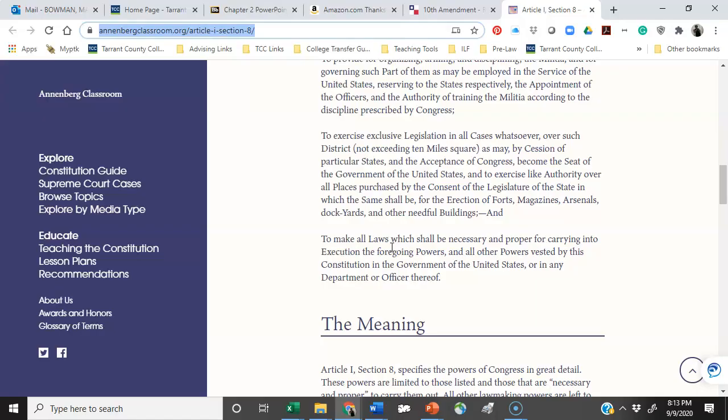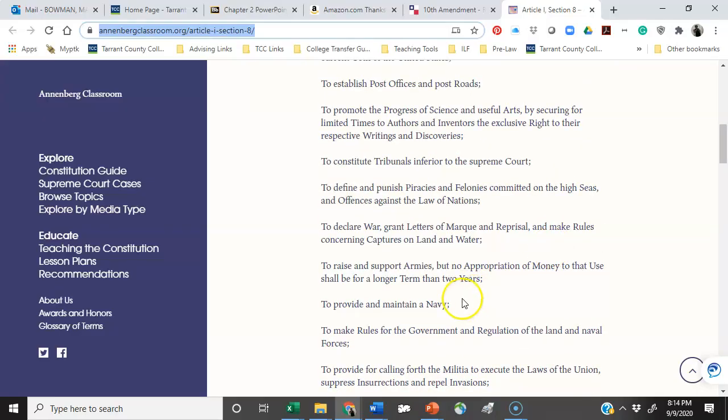Sometimes this clause is called the necessary and proper clause. Another word for it is the elastic clause, because it expands and basically says that the United States Congress can pass any law which proves to exercise one of the powers that they are specifically granted.